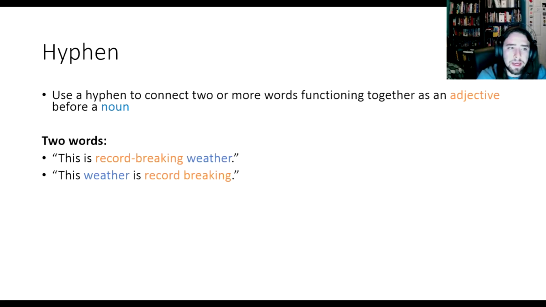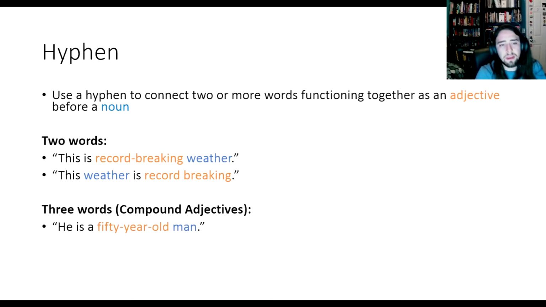So an example would be, this is record-breaking weather. Record-breaking would have a hyphen, but you wouldn't use it if it was, this weather is record-breaking. The noun, weather, is now before the adjective, so there wouldn't be any reason to use a hyphen. It would be incorrect. Then you have 3-word adjectives, such as, he is a 50-year-old man, man being the noun, and 50-year-old being the adjective.